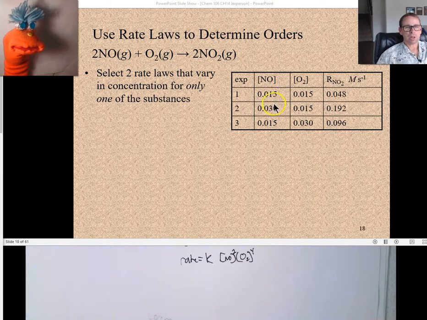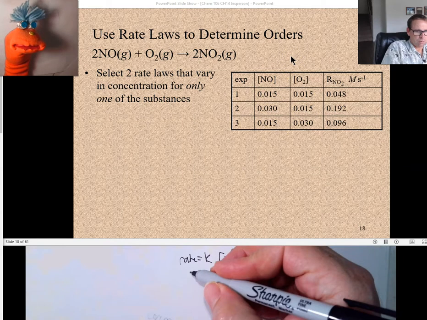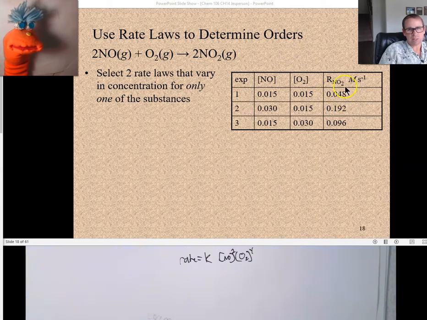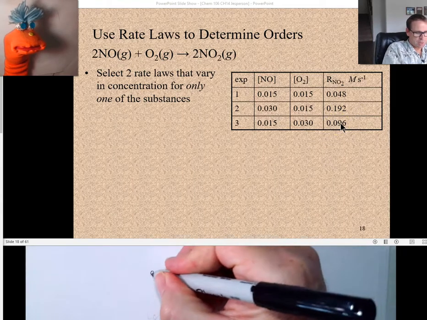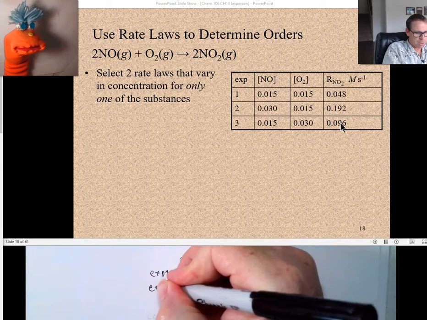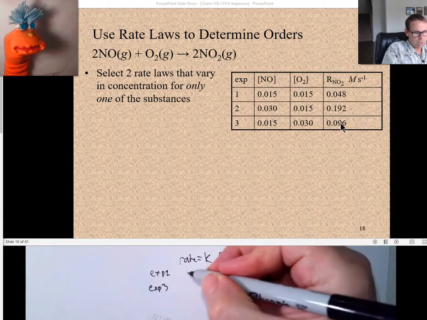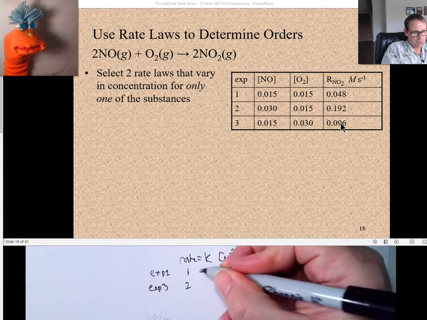So now I'm going to fill in with experiments 1 and 3 and see if I can identify the order with respect to the O2. I've found the order with respect to NO. It's 2. Now I'm going to try to find the order with respect to the oxygen gas. If I think of this rate value here as 1, then 0.96 is going to be twice as fast, right? Yeah, 0.96 divided by 0.048 is 2.